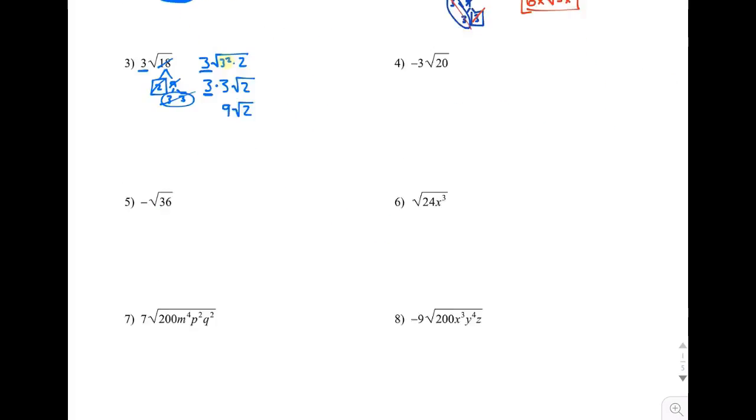Finally, let's try one crazy example here that brings it all together. So when we look at this problem, we have a number out front, a square root, we have letters, we have numbers, big numbers. So let's start in the root and start breaking things down. 200, well, I know that it's 2 times 100, and I know 100 is 2 times 50. 50 is 2 times 25, and 25 is 5 times 5.